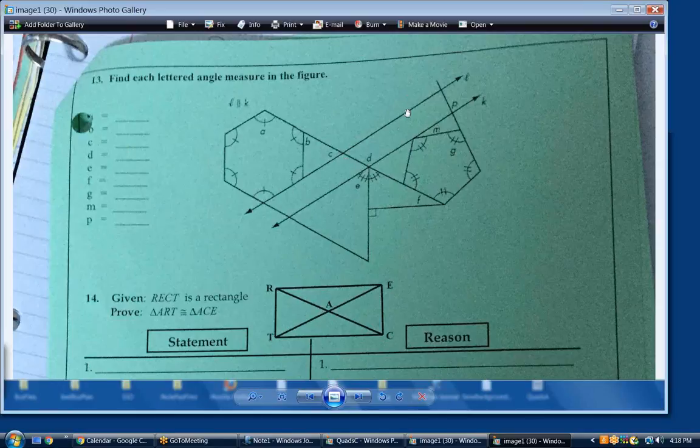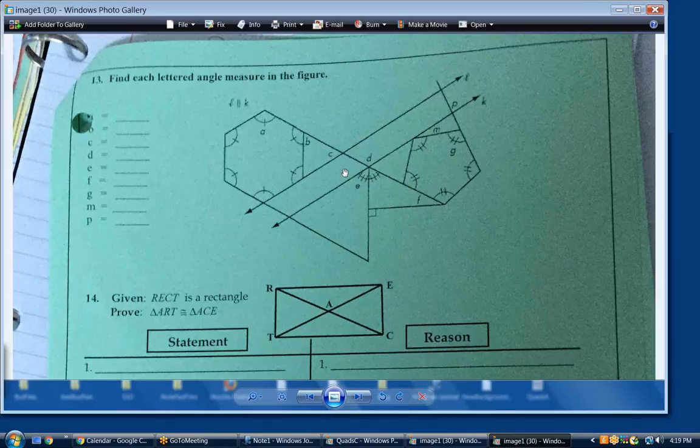These two lines are parallel, L and K. So what does that make D? In other words, what's the relationship between C and D? They're alternate exterior angles. Are they the same or are they supplementary? That's always the answer when you're dealing with parallel lines. They're either the same or they're supplementary. Okay, so what's D? D is 120.